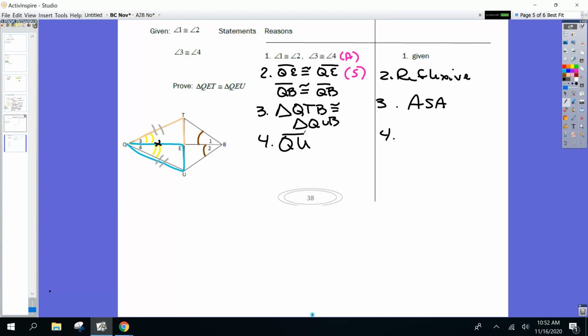QU congruent to QT. Why are those two equal? CPCTC. They're in the triangles we just proved congruent by angle, side, angle. And look what that gave us, kids. The missing link, the third and final pair we needed to now say triangle QET congruent to triangle QEU.